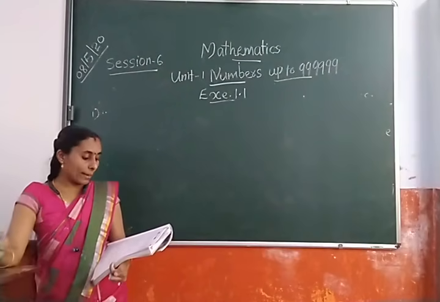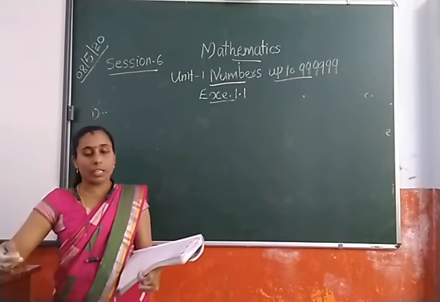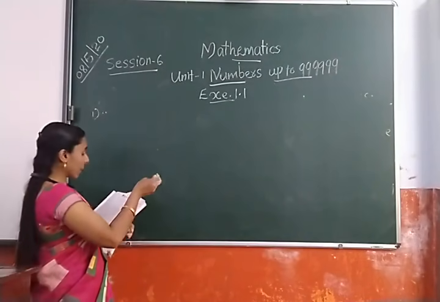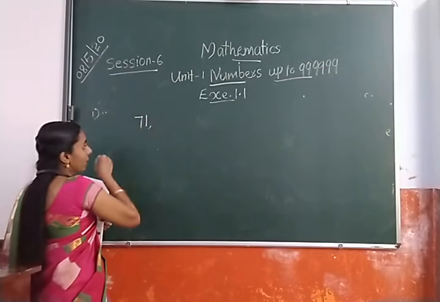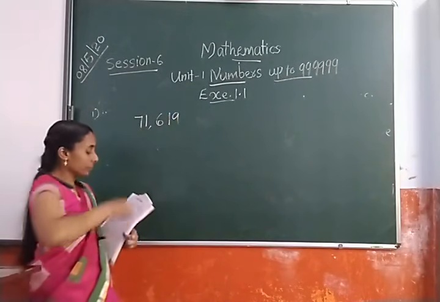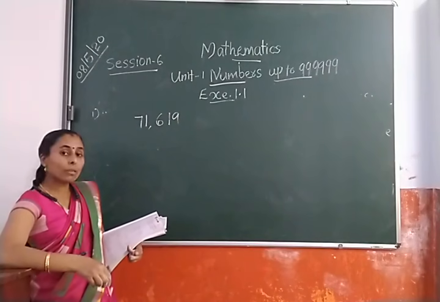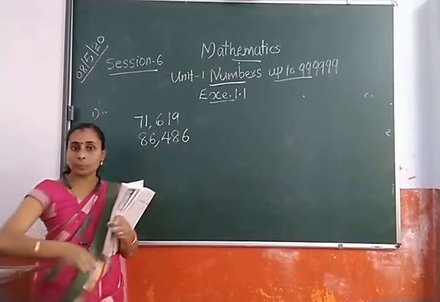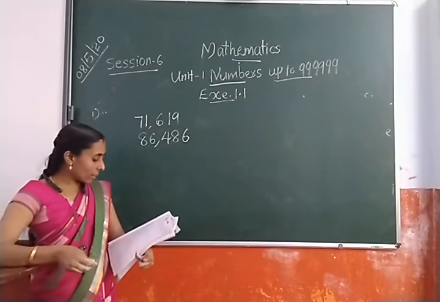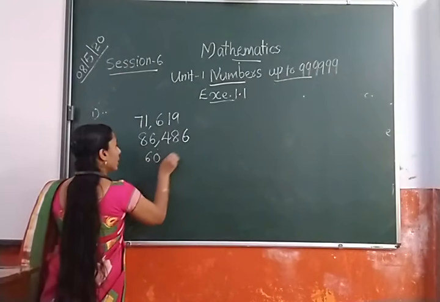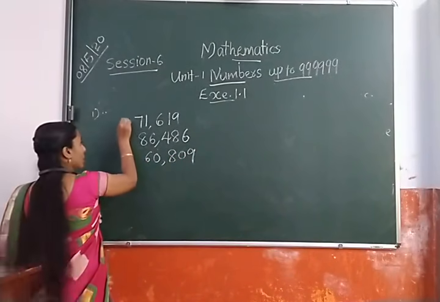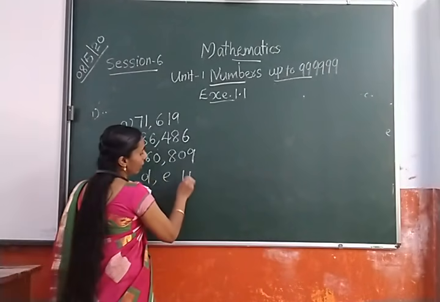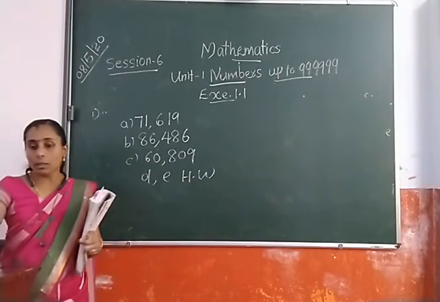Next number, write the numerals. 71,690. Next question, write the numerals. 71,690. How can I write 71,690? Next one, 86,486. Okay. 60,809. That is question number A, B, C. D and E, you do. Okay. Next one.